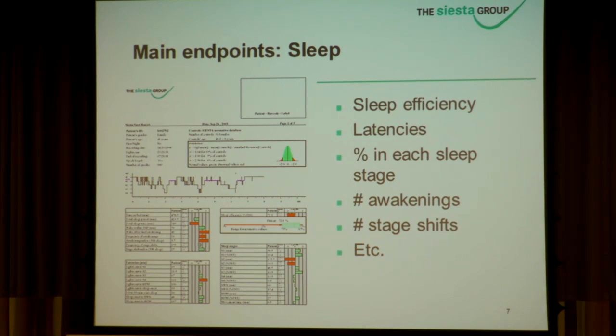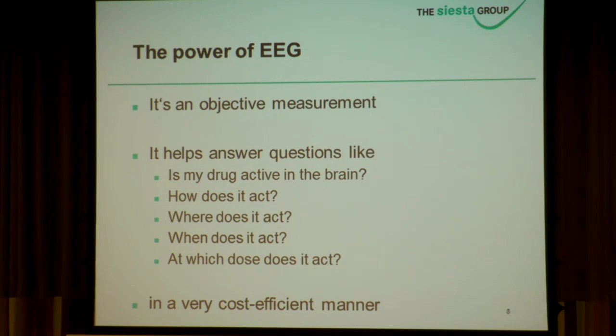Fred Wilson previously already said that, on one hand, there's a lot of power in there. The EEG can tell us very much, and people who have used it have profited from this power. It's a very objective measurement. It's cost efficient, not only financially, but also in what you do to the subject. It's very non-intrusive, and it helps us answer questions like: is my drug active in the brain at all? How does it act? So what does it do to those different variables? Where does it act? So in topography or tomography-wise. When does it act? The time resolution of EEG helps us answer questions about timing as well, and at which dose.